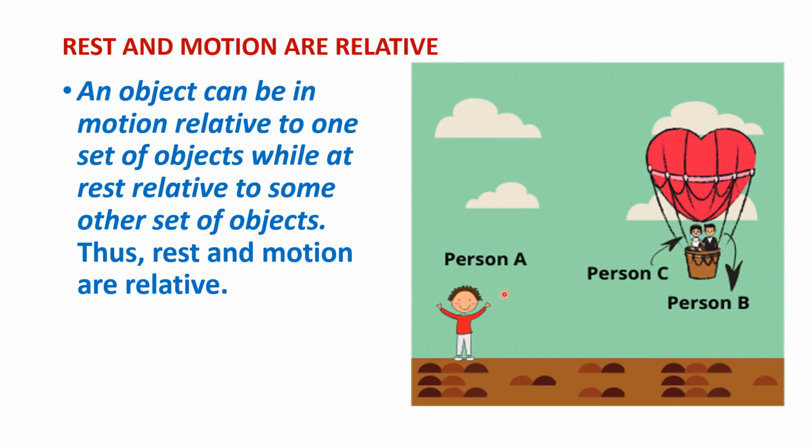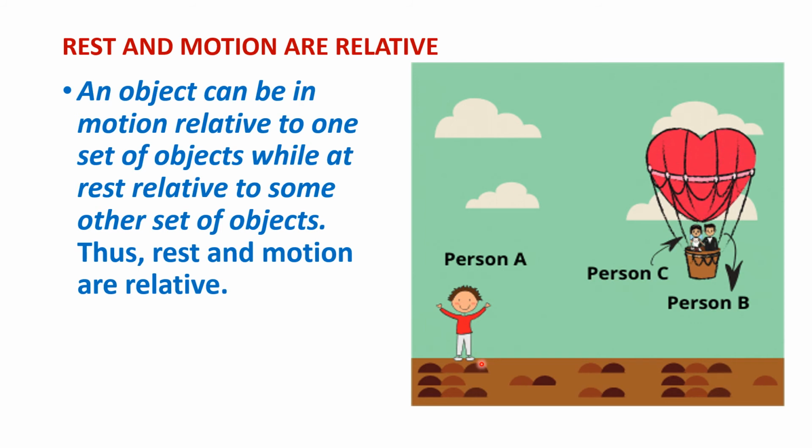So that is why it depends on the person who is observing whether the other person is at rest or in motion. An object can be in motion relative to one set of objects, while at rest relative to some other set of objects. So it is relative, it changes. Thus rest and motion are relative.